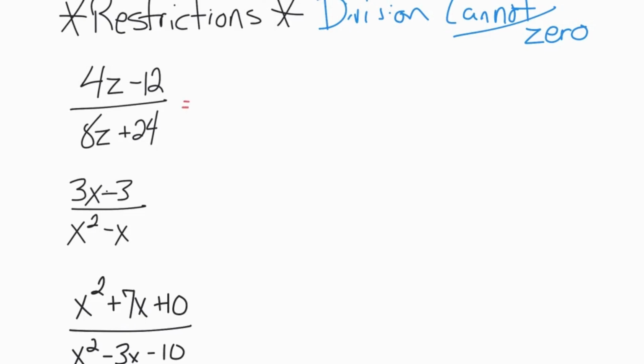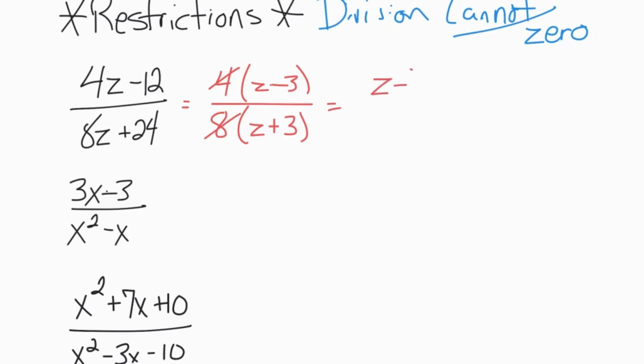Let's factor this. 4z minus 12 has a 4 in common, leaving you with z minus 3. And the denominator has an 8 in common, and then you have z plus 3. Now the 4 and the 8 simplify, leaving you with z minus 3 over 2 times z plus 3. This z minus 3 and z plus 3 are not identical, so you cannot simplify them out.